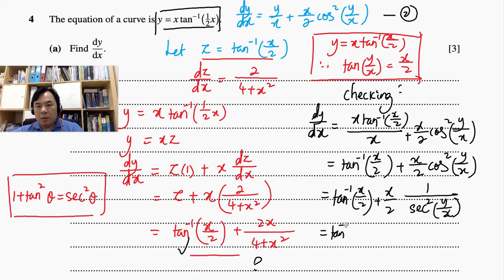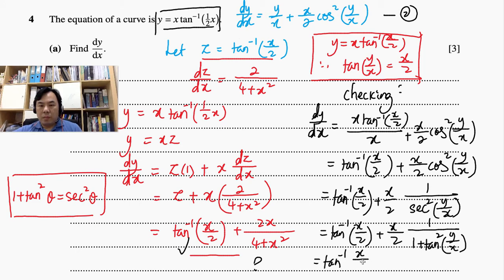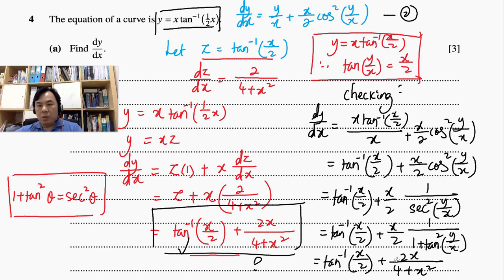That will be the same as plus x over 2. This will become 1 over 1 plus tangent square y over x. And then what is tangent of y over x? It is x over 2. So x over 2 squared. X over 2 squared, that is a 4. Multiply with this, then you get a 2x. And then there's a 4, there's a plus x square. And then there you have it. Both this answer and this one are exactly the same.